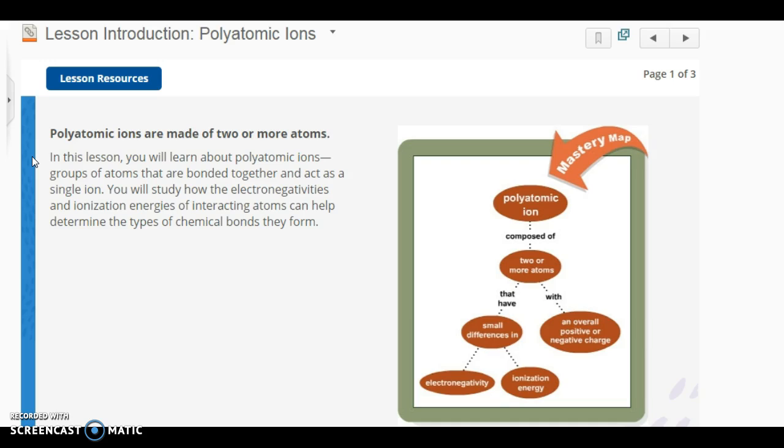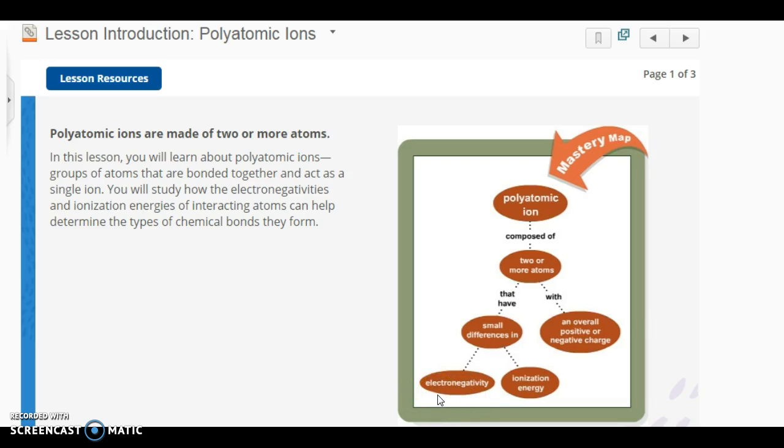In this lesson you will learn polyatomic ions, groups of atoms that are bonded together and act as a single ion. You will study how the electronegativities and ionization energies of interacting atoms can help determine the types of chemical bonds they form. So a polyatomic ion is composed of two or more atoms with an overall positive or negative charge. It's composed of two or more atoms that have small differences in electronegativity and ionization energy. In other words, the two atoms that bond together are going to pretty closely both have the same electronegativities.